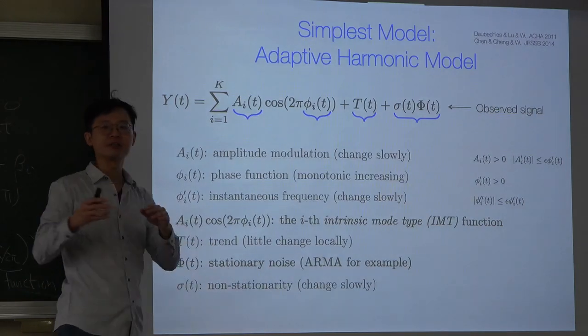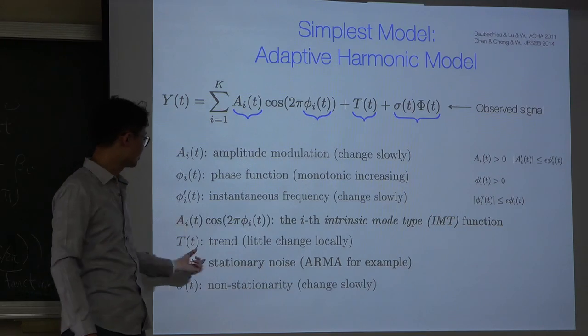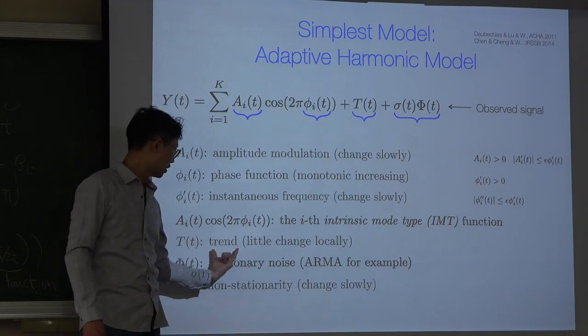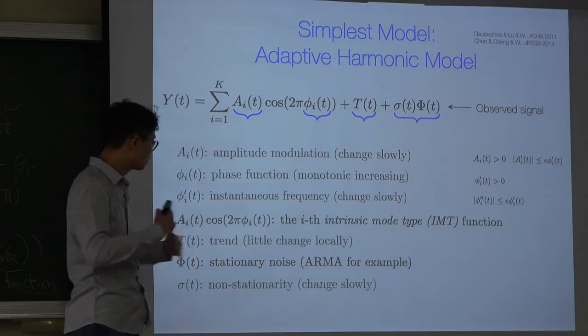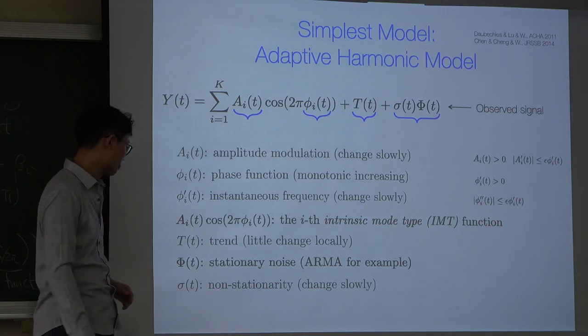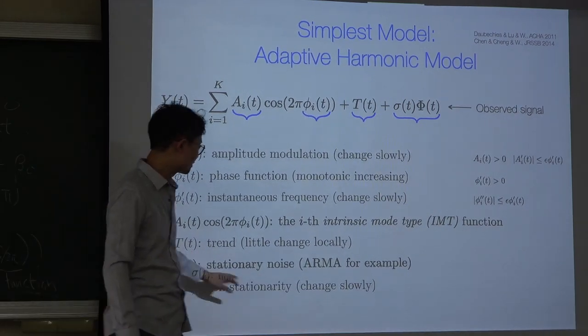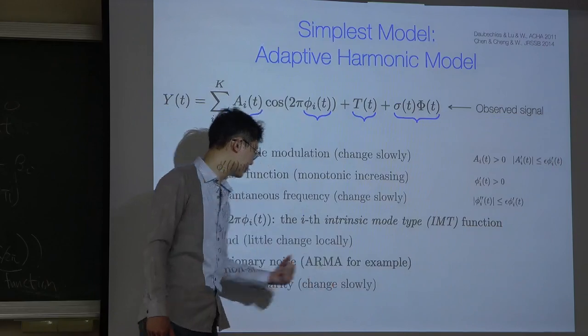Okay, because in the frequency domain it has a very strong spectral leakage. And we need to be careful when we use polynomial when data is very short. We need to do some fitting. That will be another story. And the capital Phi of t is a stationary noise. For example, you can consider a traditional ARMA process.